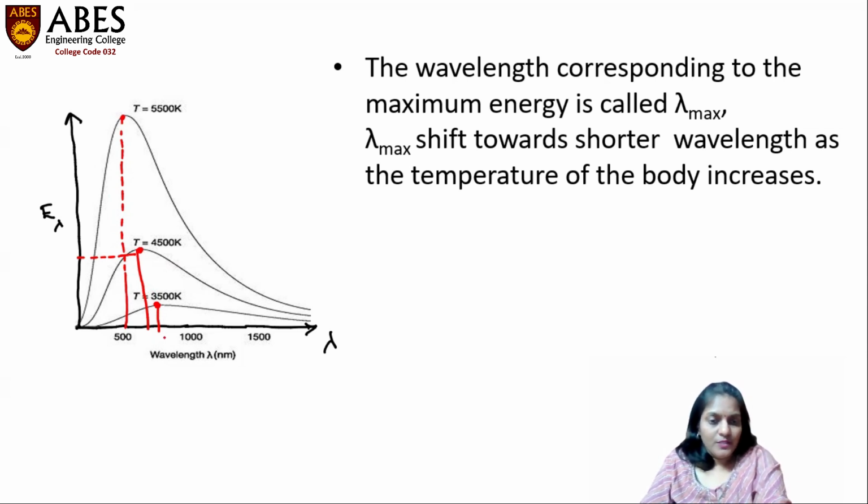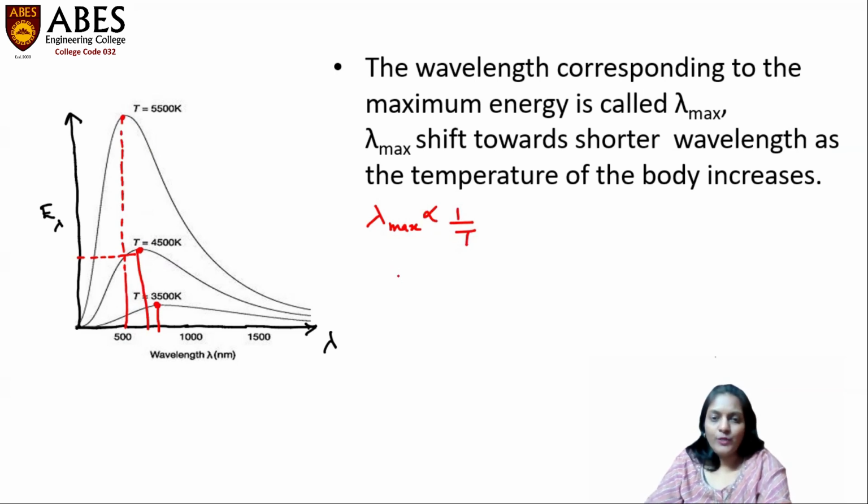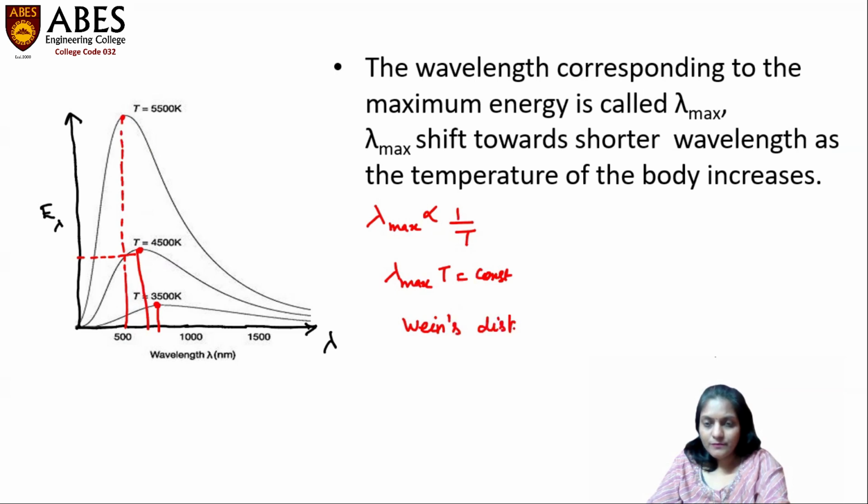So what we observe is that as lambda max decreases, the temperature is increasing. That means lambda max is inversely proportional to the temperature. Lambda max times T is equal to a constant. This is called Wien's displacement law. So this graph was explained by Planck's theory, not by classical mechanics.